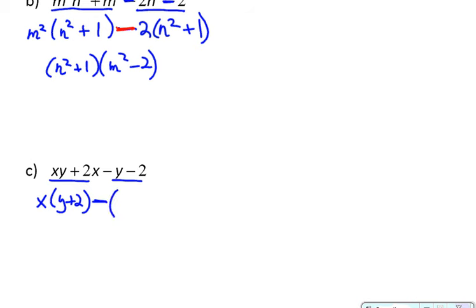Okay, this one does not have anything in common, right? So if it doesn't have any common, I still have to take something out. So if there's nothing in common, I can only factor out a 1. So I'm going to factor out a negative 1, actually, and that's going to leave me with y. And because I factored out the negative, it'll change the sign to plus 2. And the y plus 2 is in common, and I'm left with x minus 1.